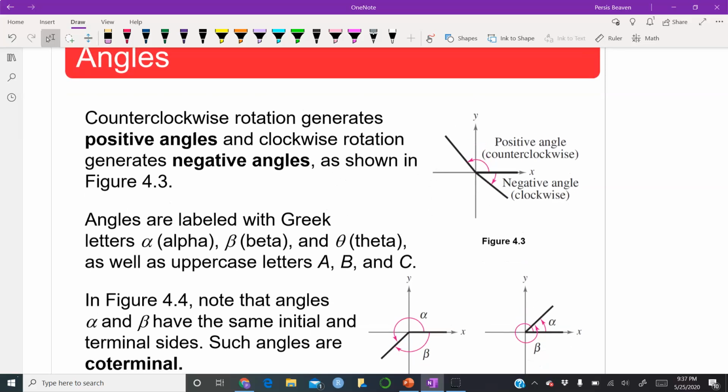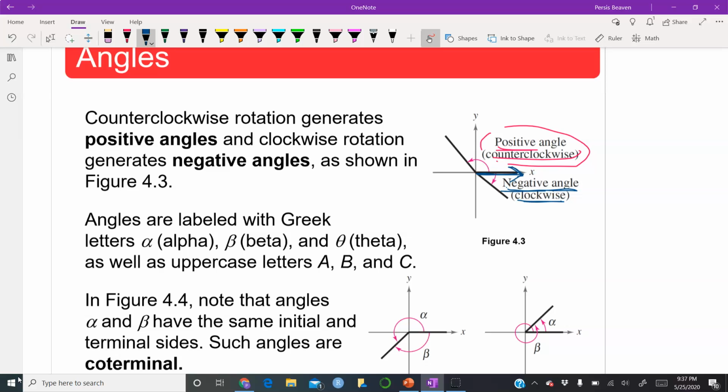So when angles are going in the counterclockwise direction, they are considered to be positive. But when they go in the clockwise direction, also starting from the positive x-axis, they are considered to be negative angles, and that is going to be very important throughout the whole course.